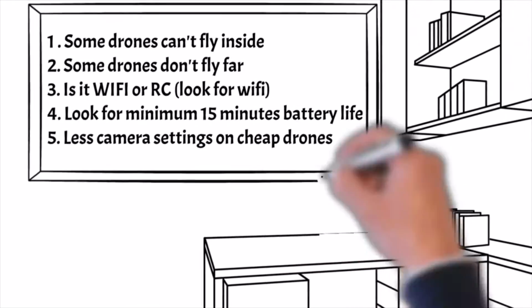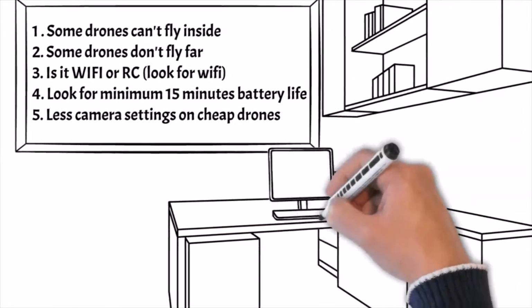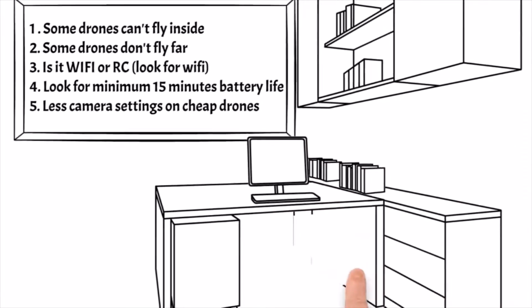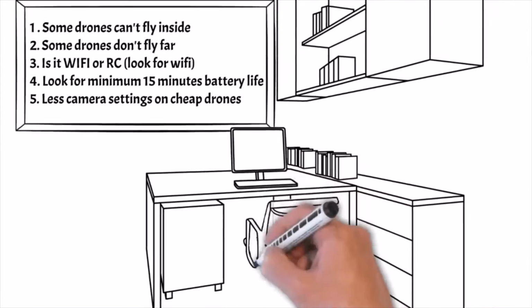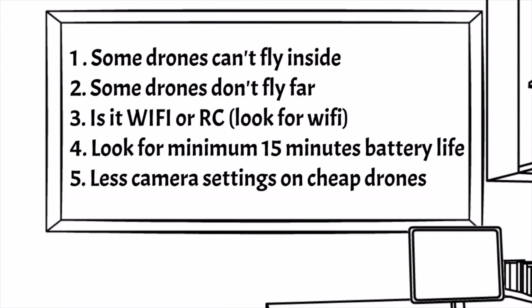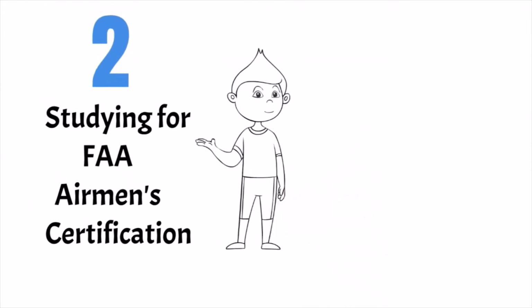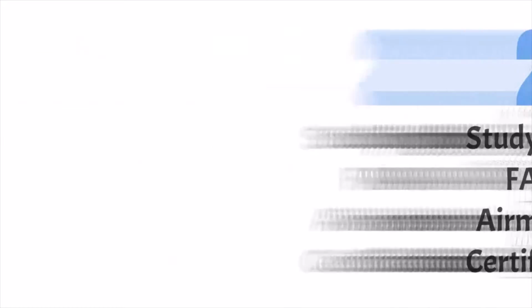You want to definitely look at whether it is a Wi-Fi or RC signal, and also be looking at the battery life. You want to get batteries that have at least a 15-minute lifespan. Cheap drones' camera systems will not be as good as an expensive one's, but you can get by with proper settings. Number 2, studying for FAA Airmen certification.